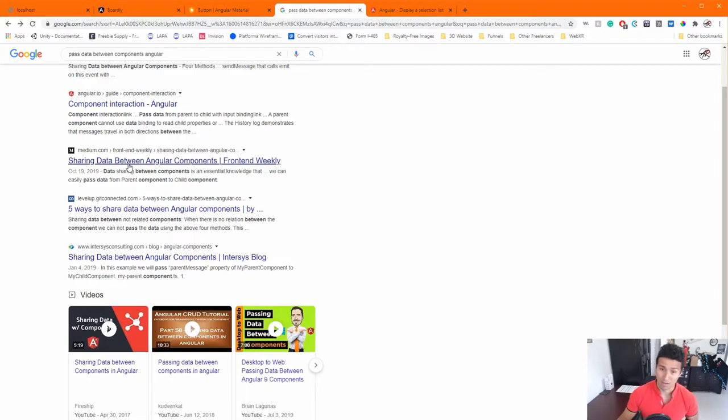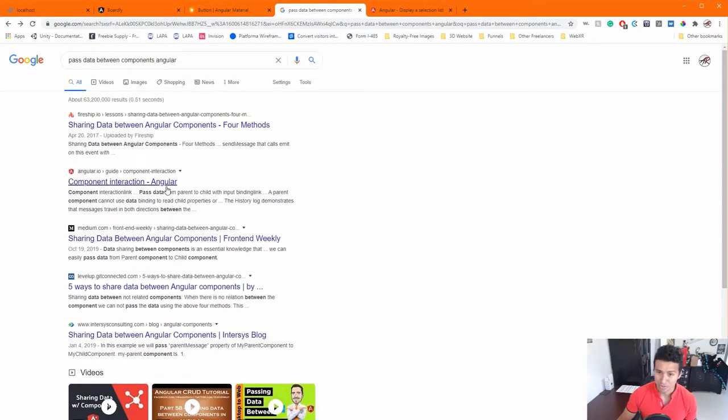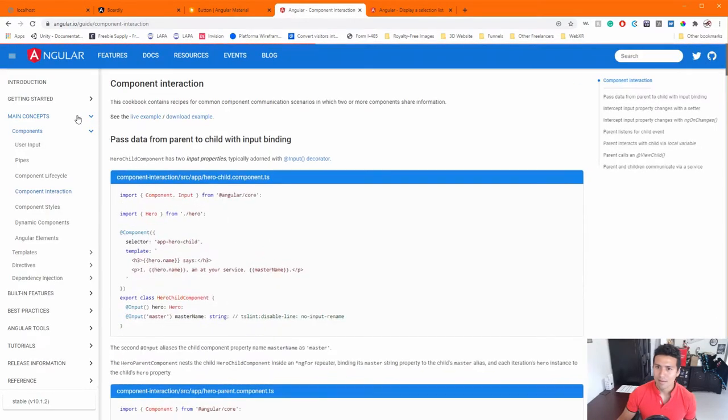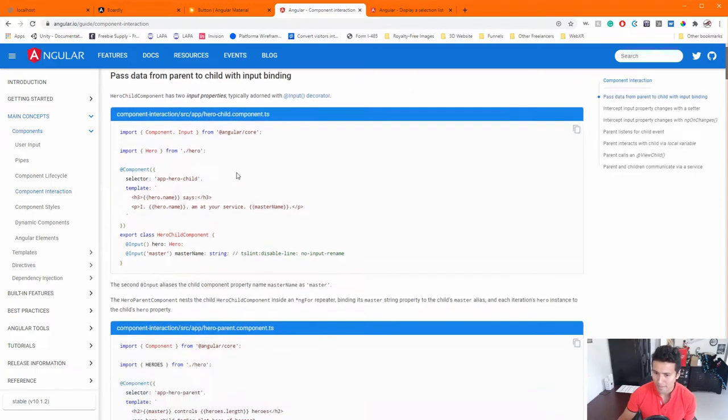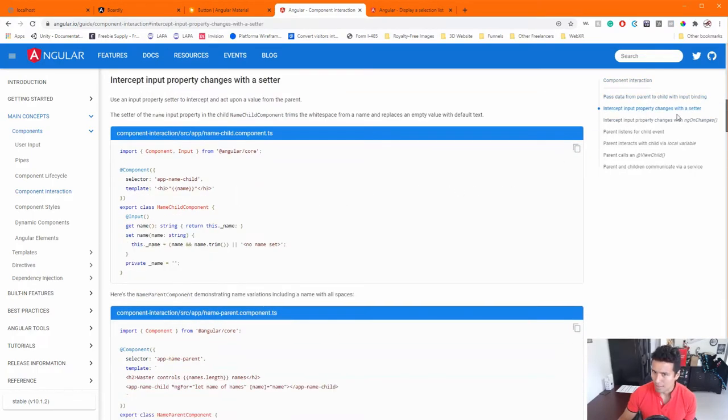Sure thing, it helps a lot, especially for people who have access to that. Because in the past, I know that some of my coworkers used to not have Stack Overflow, and man, they would spend a lot of time finding solutions. But anyway, just take a look at the main documentation of your technology that you're working with. And look at this, they are telling you about component interaction, pass data from parent to child with input binding, okay. So at some point, this might be a little bit overwhelming because you don't understand all the terminology, but they are telling you all these methodologies.